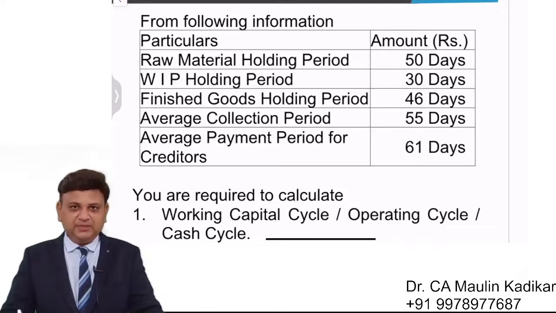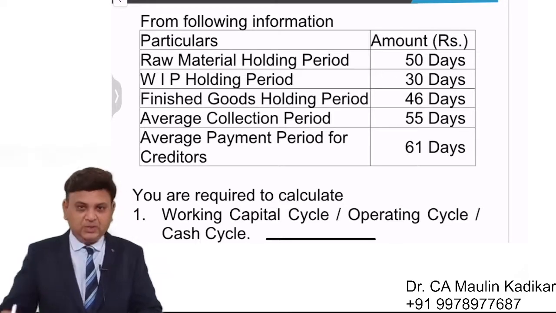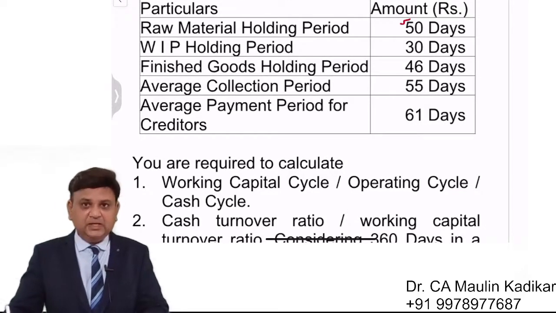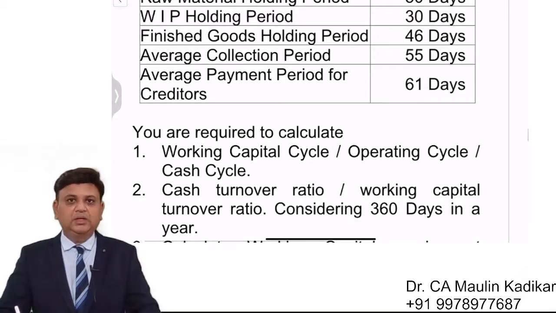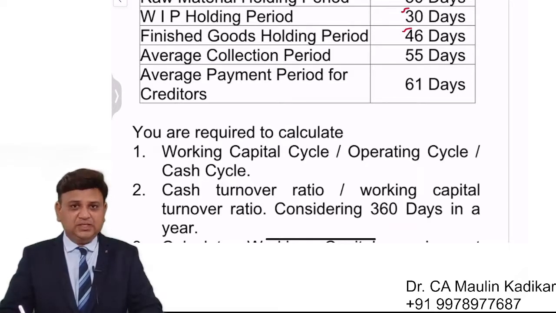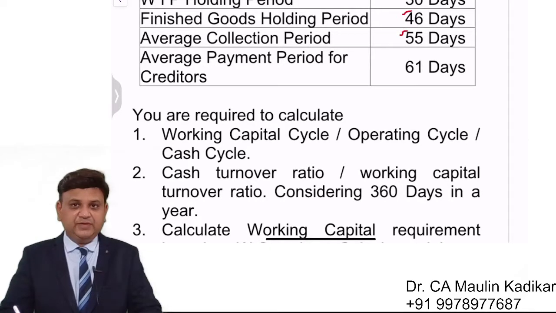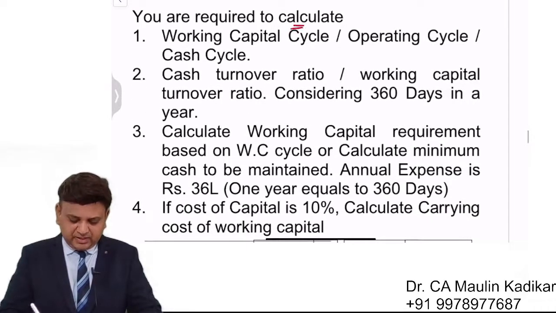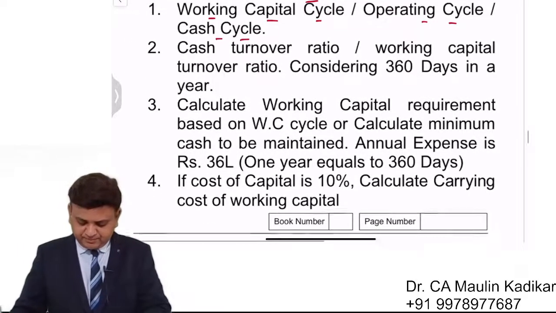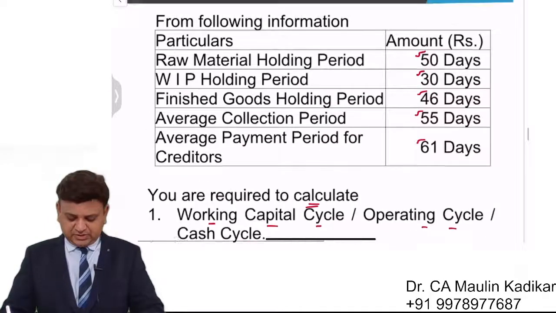Let us start with a new concept, and to explain that concept I am taking the base of this question. From the following information it is given that raw material holding period is 50 days, WIP holding period or production cycle is 30 days, finished goods holding period is 46 days, average collection period is 55 days, average payment period for creditors is 61 days. You are required to calculate the working capital cycle, or it is given a name as operating cycle, or it is given a name as cash cycle, and so on. Further questions are provided to us.